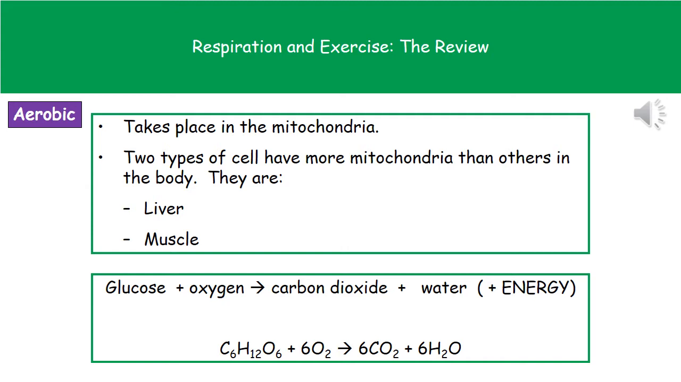If they were to ask you to write the balanced symbol equation, then the formula for glucose is C6H12O6, and then you would be adding 6 oxygens, which are O2, and that would make 6 carbon dioxide, CO2, plus 6 water, H2O. So the easy way to remember that is that 6 is in front of everything except for the glucose.